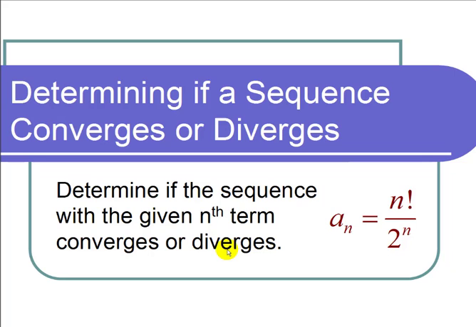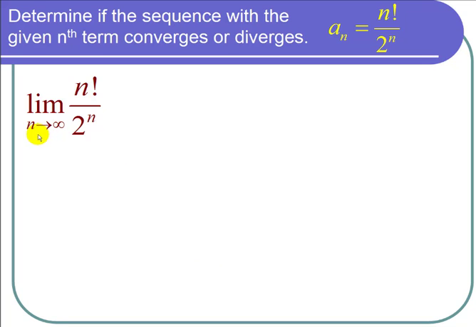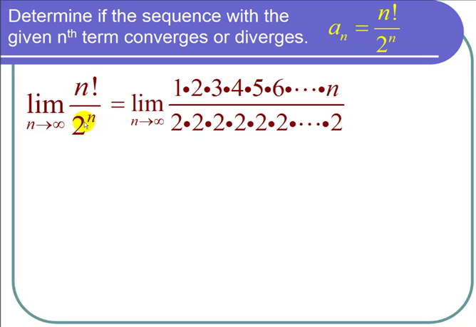In order to determine if a sequence converges or diverges, we take the limit as n approaches infinity of that nth term, in this case n factorial over 2 to the n. Sometimes when dealing with factorials and powers, it's easier to write them out. So n factorial is 1 times 2 times 3 times 4 times 5 times 6, all the way up to n. And 2 to the n is just 2 times 2 times 2 times 2 times 2 times 2 times all the way to 2, and there's n of them.